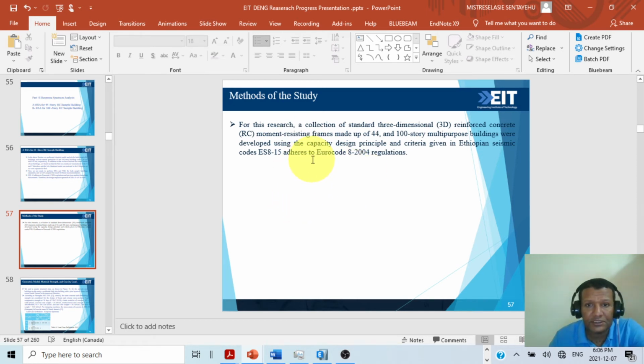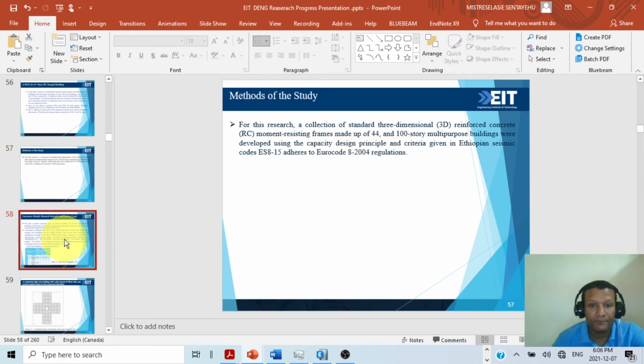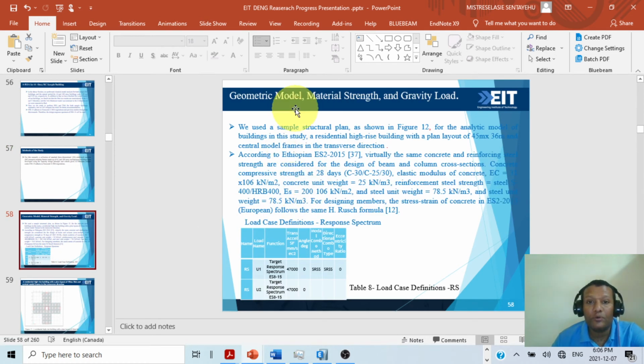So in this research, a collection of standard 3-dimensional reinforced concrete moment resisting frames made up of 4 to 100-story multi-purpose buildings were developed using the capacity design principles and criteria given in the Ethiopian Seismic Code ES 8:15, which adheres to Eurocode 8/2004 regulations. This is the method of study, geometric model, material strengths and gravity loads.